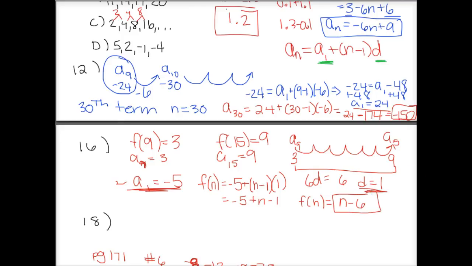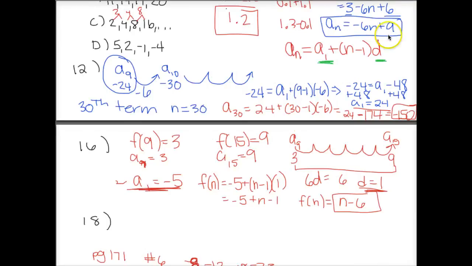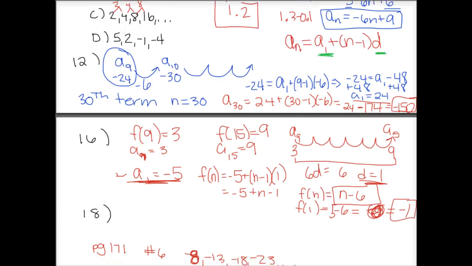It did ask in number 16 for you to find a specified term as well. If you look back, it says find the 5th term of the sequence. Now, if you counted back, you would already know what the 5th term of the sequence is, and in that case, you could just write it. In this case, we would plug in and find f of 5, so 5 minus 6, which gives us -1. So the second part of the answer in 16 is -1.